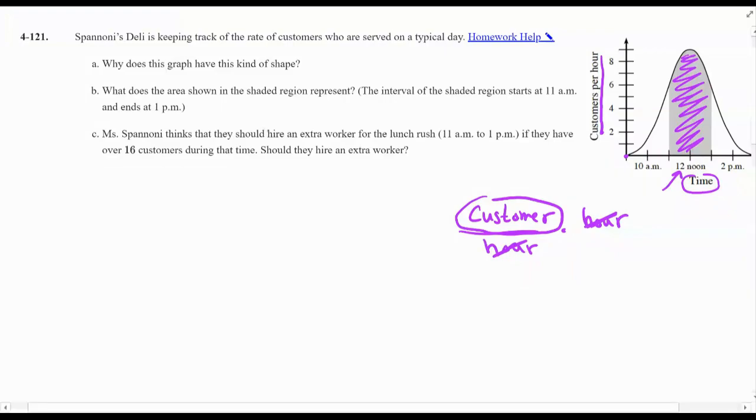Ms. Spinoni thinks that they should hire an extra worker for the lunch rush, 11 to 1, if they have over 16 customers. Should they hire an extra worker? I could break it up into a bunch of rectangles, but I just want to see if I can do this simply. So it looks like this area right here that I'm creating is 2 hours and 6 customers per hour. So that right there is 12 customers just in that shaded region.